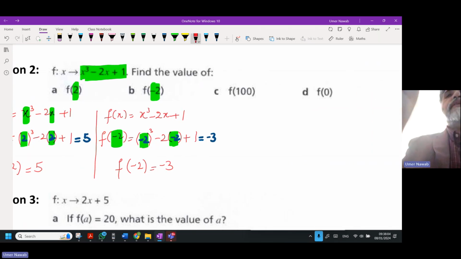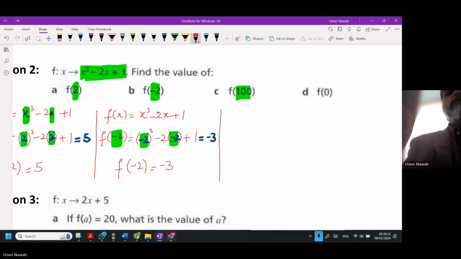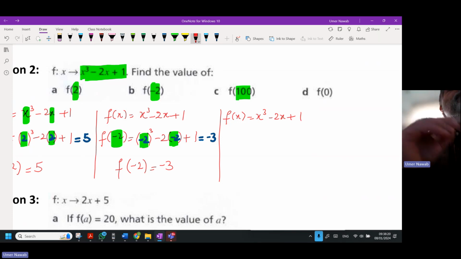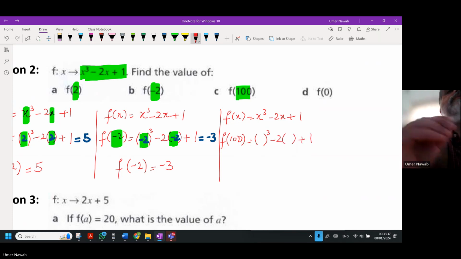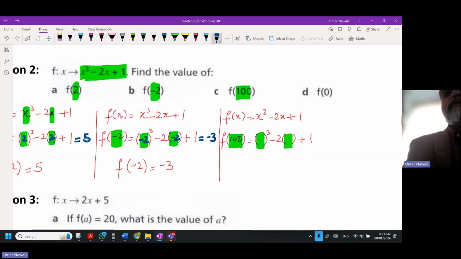Let us repeat the same idea for part C when the input is 100. So let me rewrite my function. f of x is equal to x power 3 minus 2x plus 1. Now in the place of x, I will write 100 because my input is 100. And here, what I'm going to do with these x's is replace them with bracket open and close. And in these brackets, I'm going to plug in my input, which is 100.